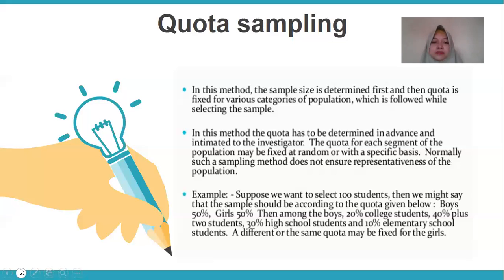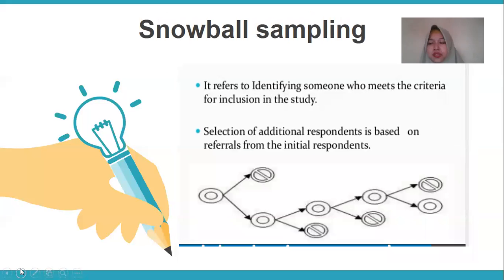And the last one is snowball sampling. Snowball sampling refers to identifying someone who meets the criteria for inclusion in the study. Selection of additional respondents is based on referrals from the initial respondent.